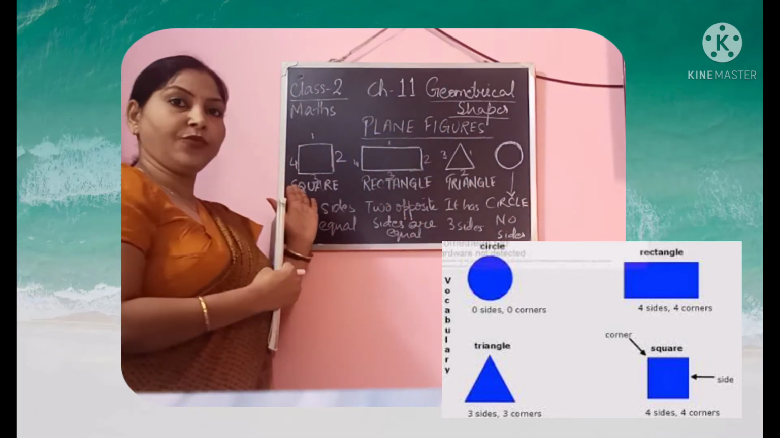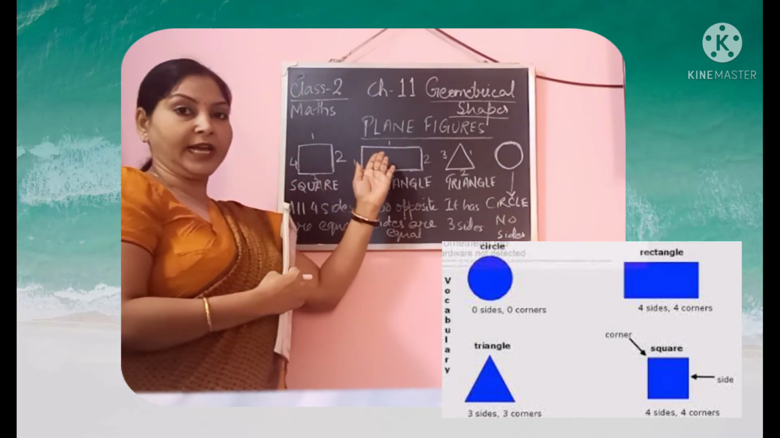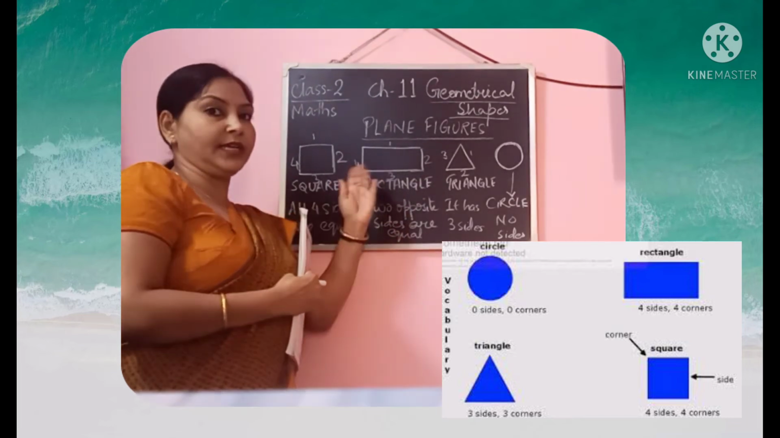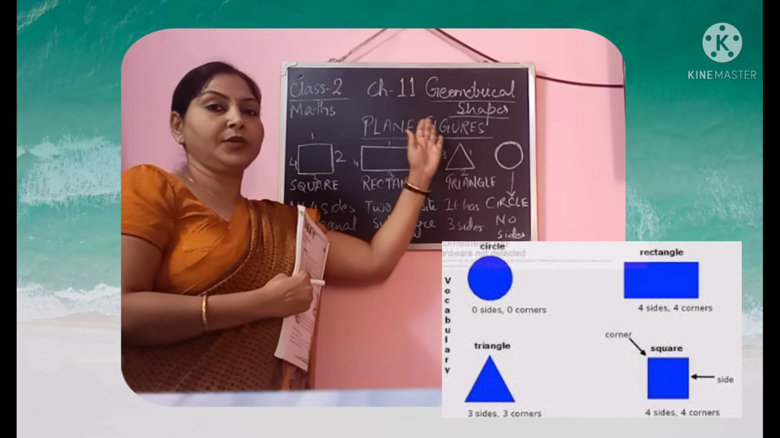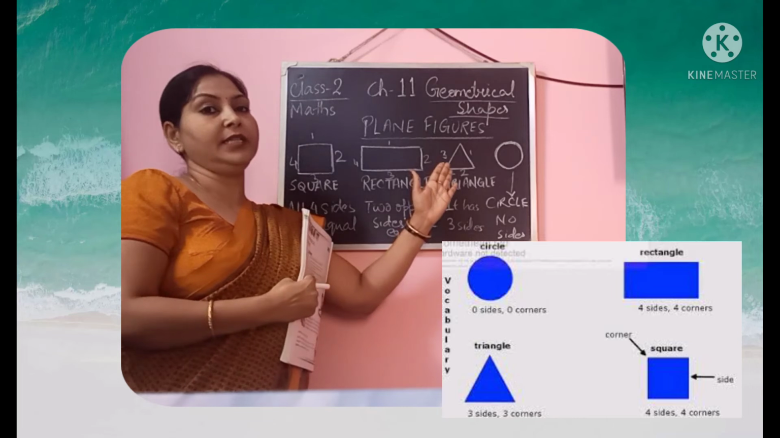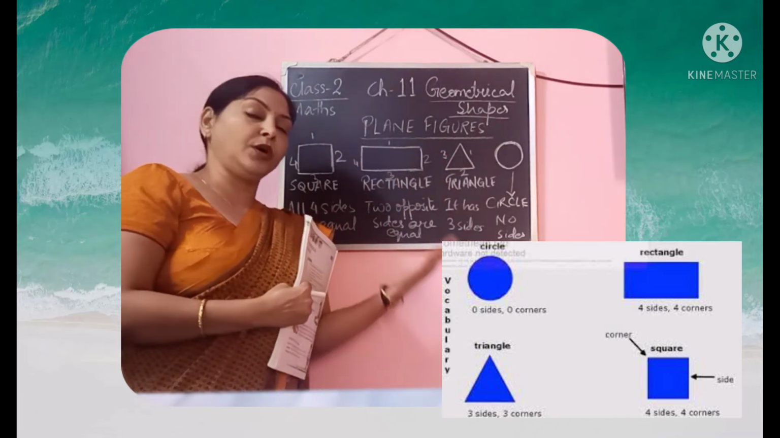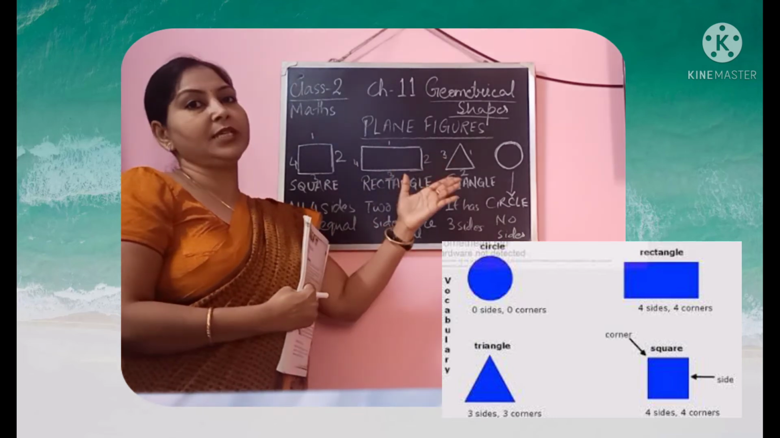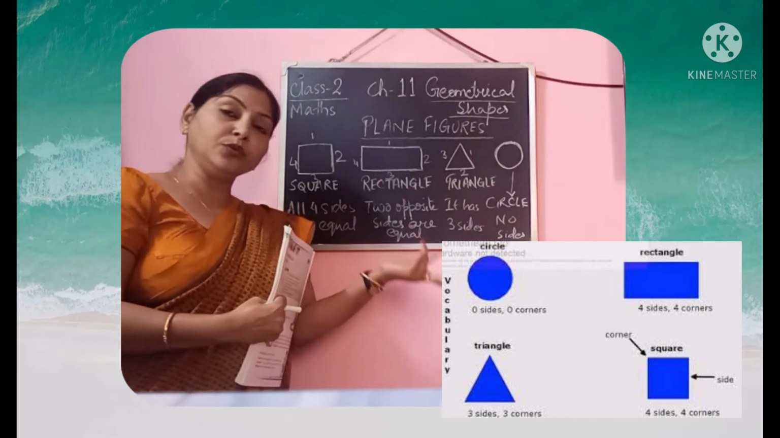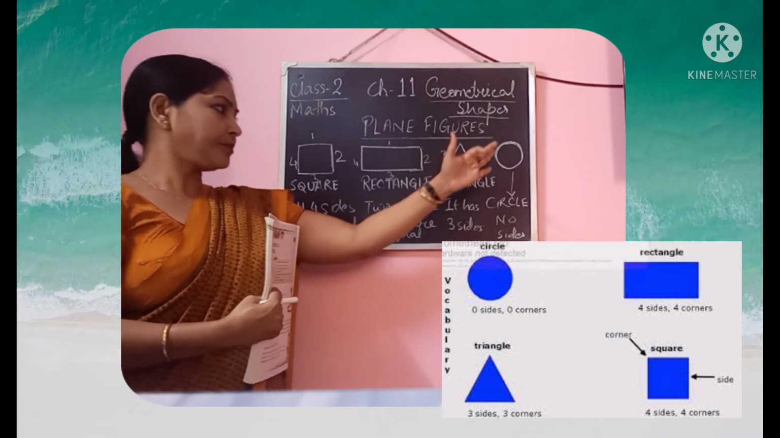A square has 4 sides. All the 4 sides are equal. A rectangle again has 4 sides, but in this case the opposite sides are equal. A triangle has 3 sides, and these 3 sides need not necessarily be equal. It may be equal, it may not be equal. That means the 3 sides can be unequal, can be equal, or any 2 sides can be equal. Alright, so it will vary.